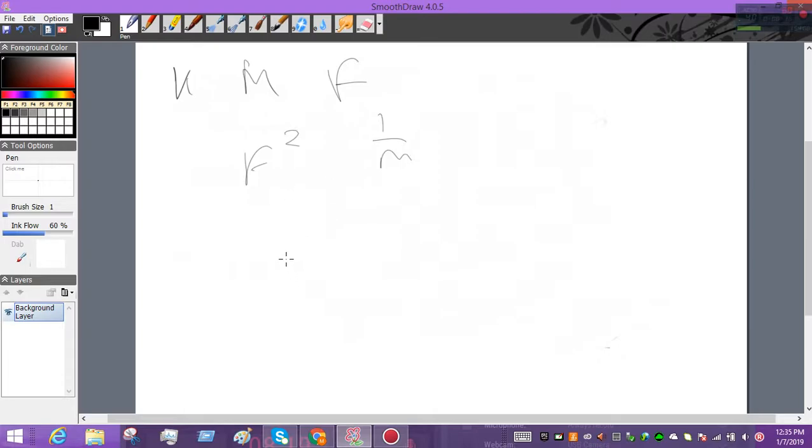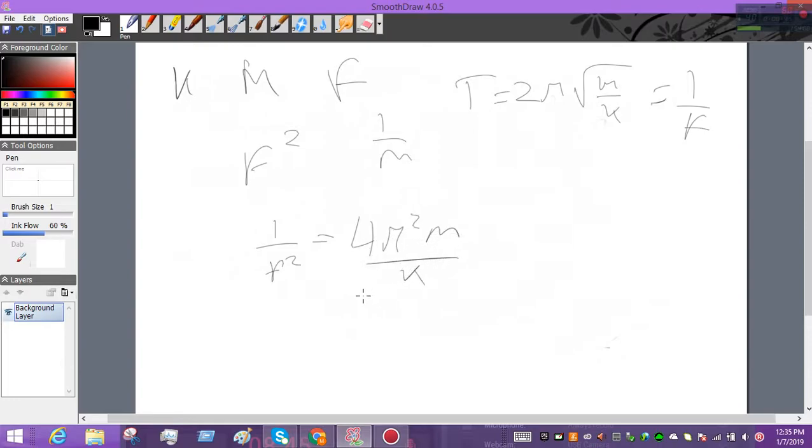Okay, so this question is completely formula manipulation. We know that time period equals 2 pi the square root of m over k. And we know that time period equals 1 over frequency. So let's quickly square both sides to get m and k out of that square root. So we get 1 over the frequency squared equals 4 pi squared m over k. And so if we get f on top, it would be f squared versus 1 over m.